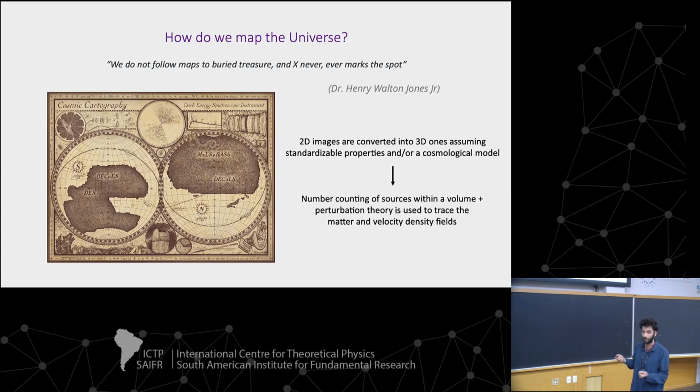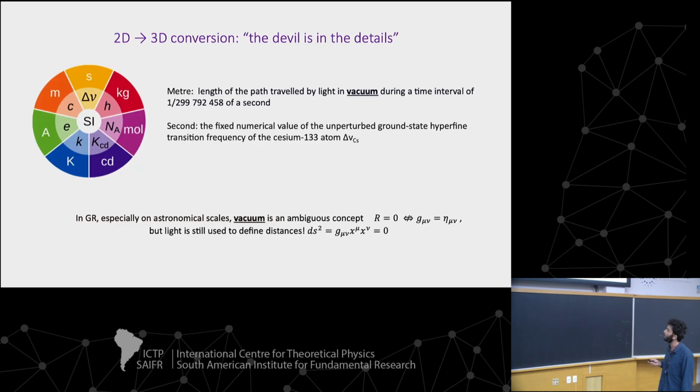So we need measures of distances which are reliable. And these standardizable properties, used properly, allow us to do number counting of sources and power spectrum, like Stefano discussed today, any type of summary statistics, and then we can infer the matter and velocity field. Now, this 2D to 3D conversion is where the devil is in the details, because, okay, what is a meter?